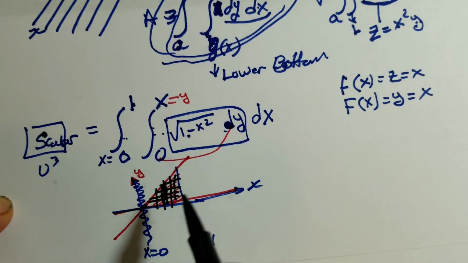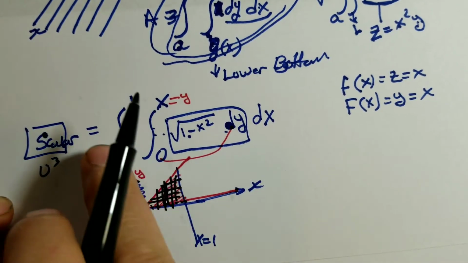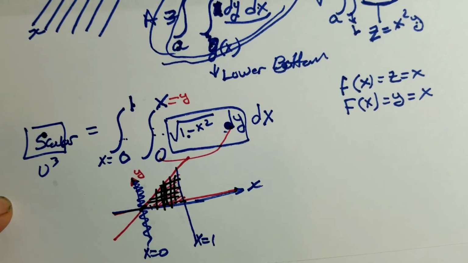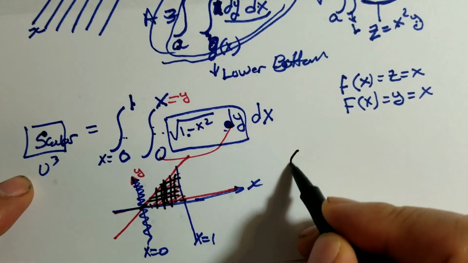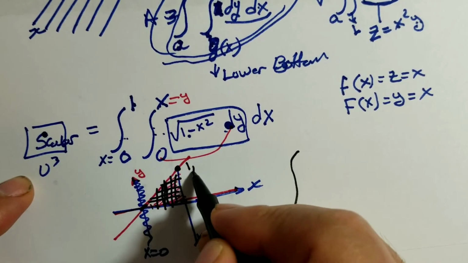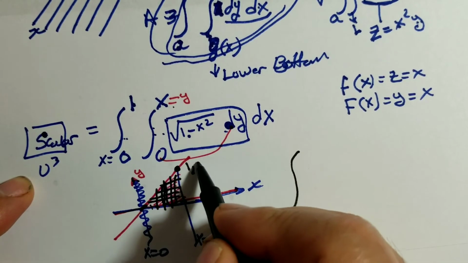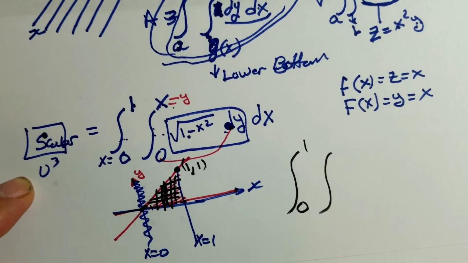When I said vertically simple, you want to make your x fixed, which it already is. Do you want to make your y fixed? What is the point of intersection right here? X is 1, and when x equals 1, y is 1. Your y is also from 0 to 1.